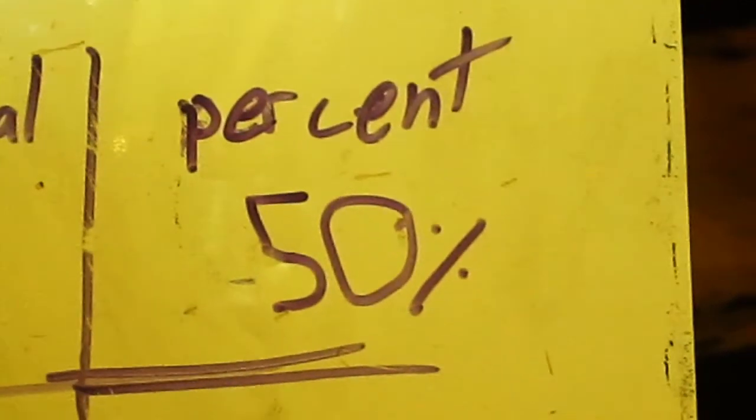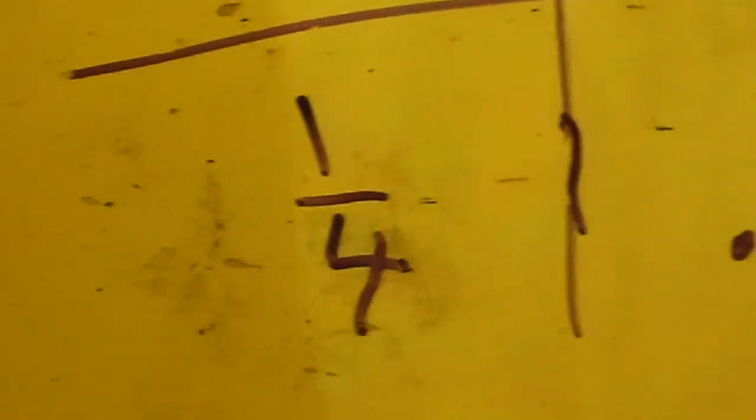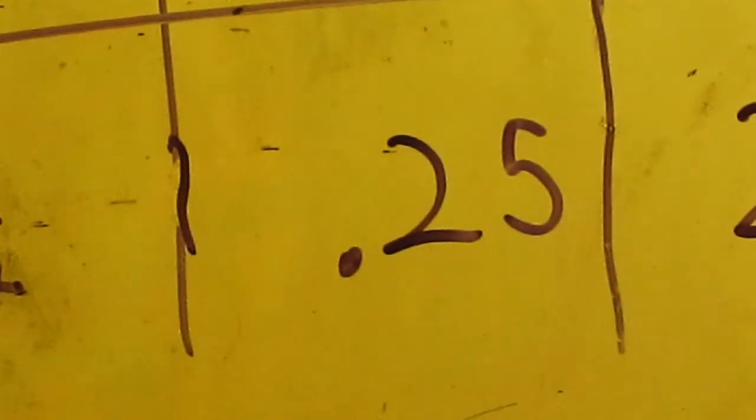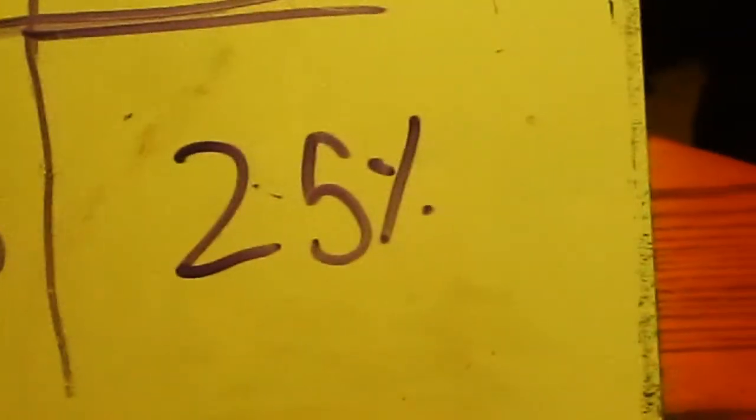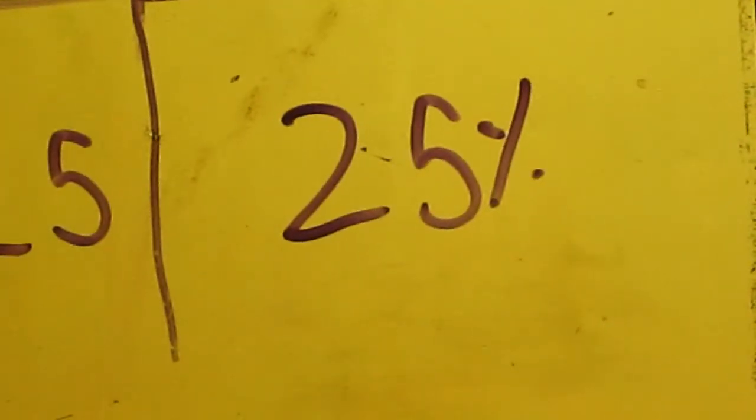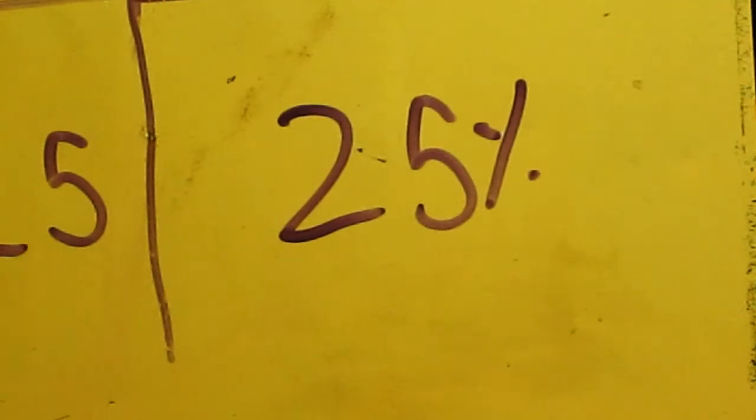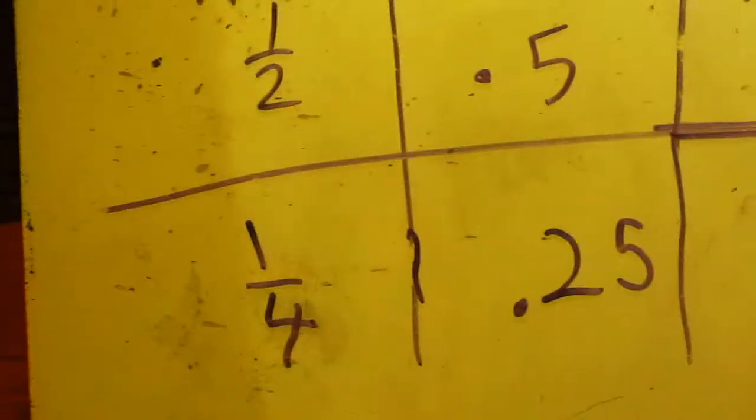Okay, and I'll do it one more time with 1/4. Now, 1 divided by 4 is 0.25. So that's your decimal. Then turn that into a percent. You'd multiply that by 100. And 0.25 times 100 is 25%. So that is how you would turn a fraction into a decimal into a percent.